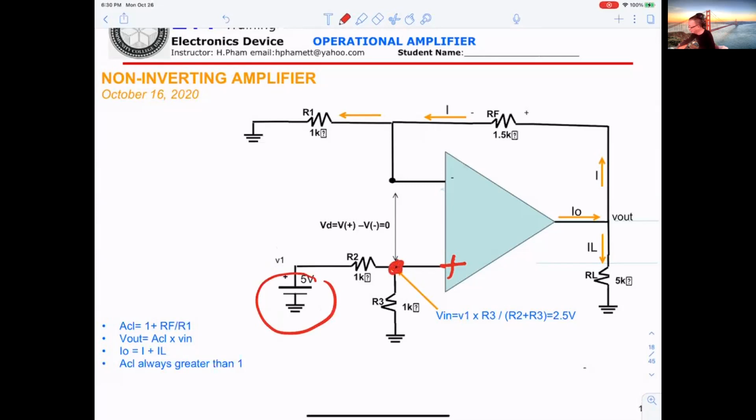That is the voltage divider. 5 volt times 1K divided by 1K plus 1K. You get 2.5. So right here is 2.5. Okay? That is really the input to the op amp, not 5 volt.